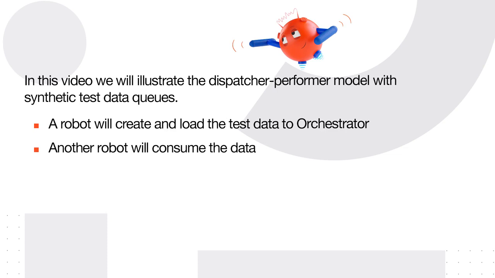This can be extremely useful when more than one test robot is executing test cases. Rather than manually splitting and distributing the data variation files, the use of queues offers an elegant and scalable way of making use of test data in test automation. It's an illustration of the dispatcher-performer model, in which the activities of creating and loading the test data, on the one hand, and consuming it, on the other, are entirely separated. We'll be using the apply for a loan example once more, shall we?